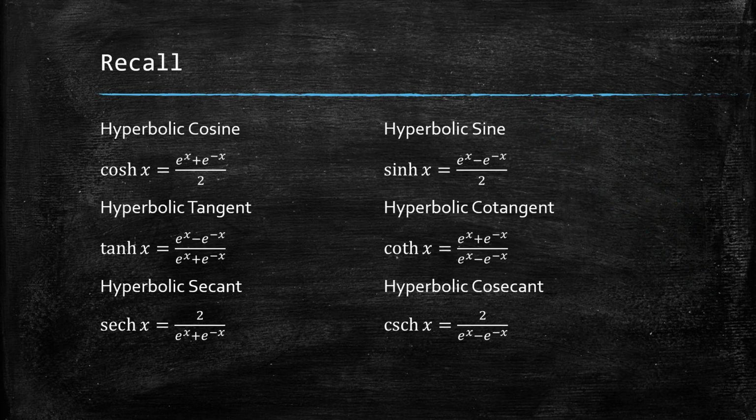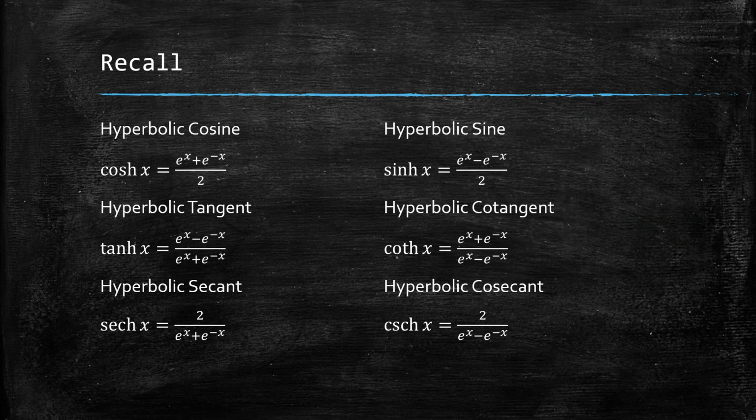negative x. The hyperbolic cotangent is the reciprocal of the hyperbolic tangent, which is equal to e to the x plus e to the negative x divided by e to the x minus e to the negative x. The hyperbolic secant is the reciprocal of the hyperbolic cosine, which is equal to 2 divided by e to the x plus e to the negative x. The hyperbolic cosecant is the reciprocal of the hyperbolic sine, which is equal to 2 divided by e to the x minus e to the negative x.